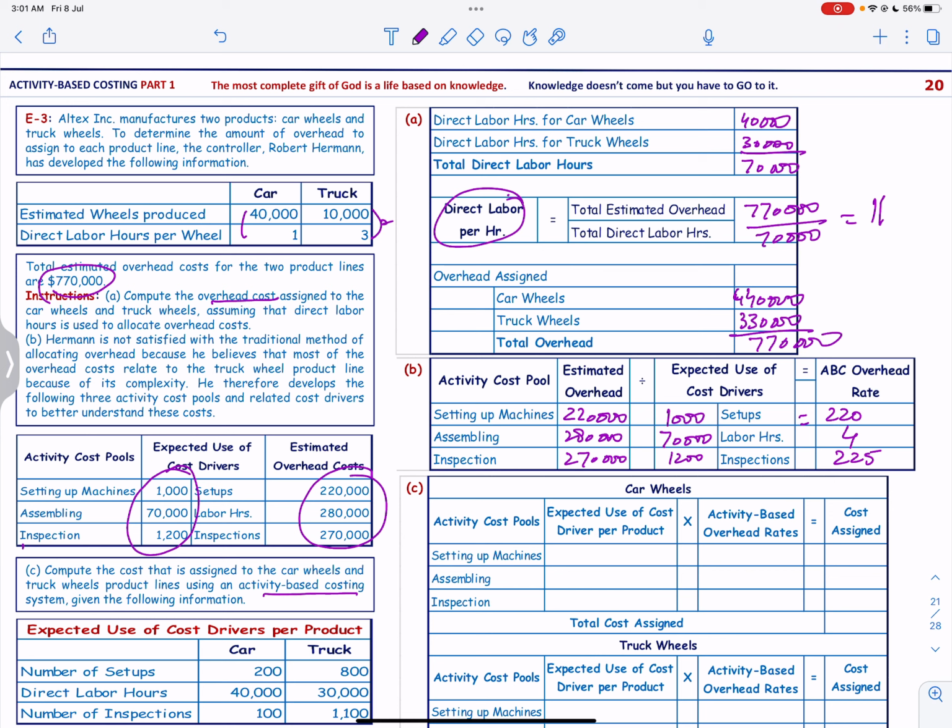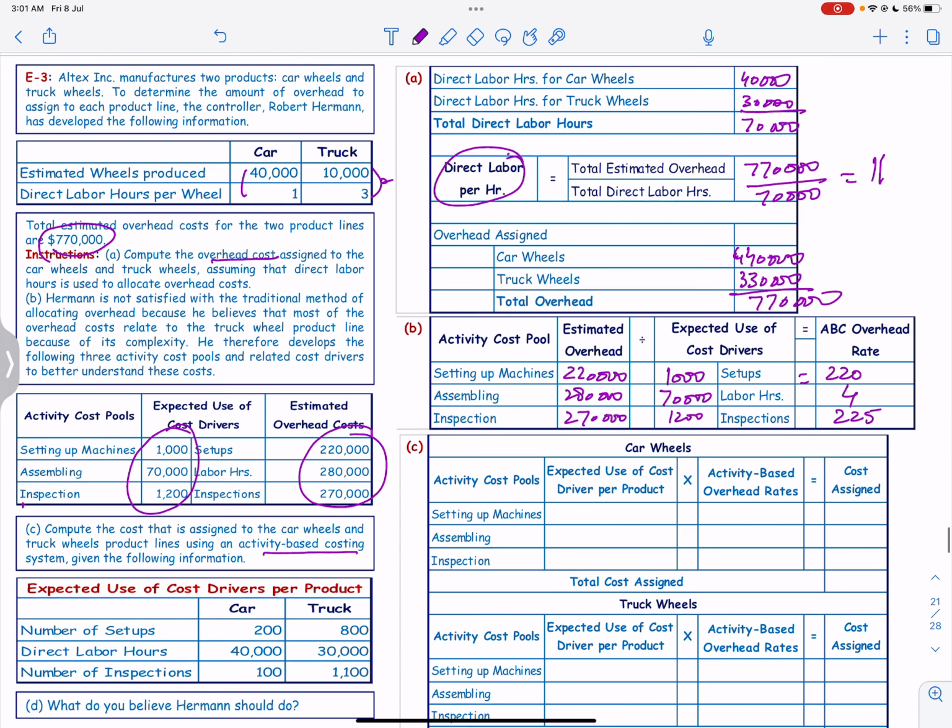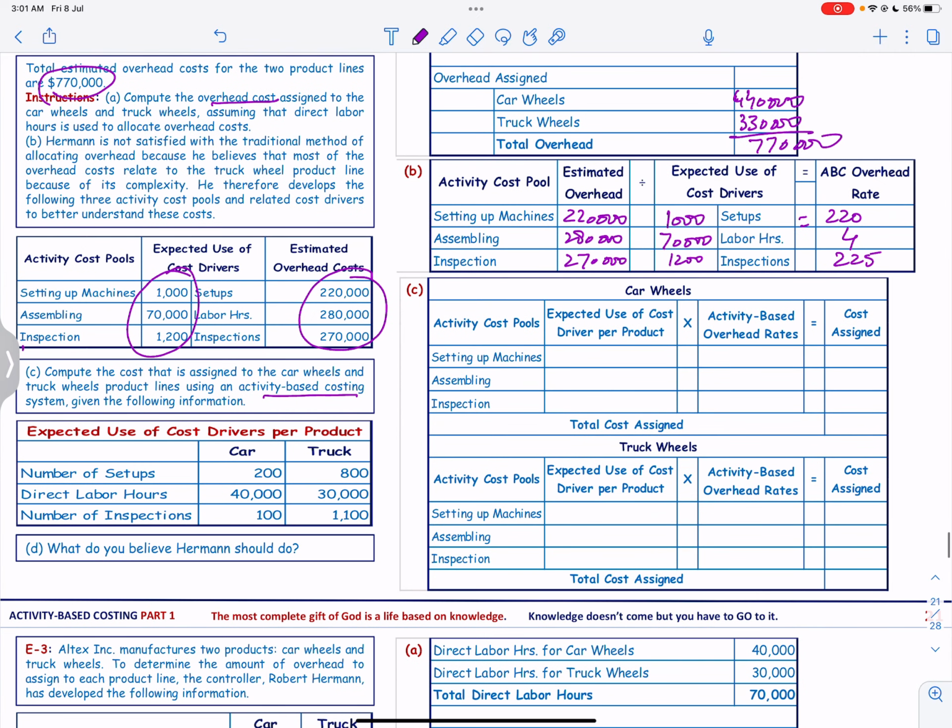Okay, so the activity based overhead rate for setting up machine, assembling, and inspection is 220, 40, and 225 respectively. And we move on to C, where they say compute the cost that is assigned to the car wheels. So we calculate first of all for the car wheels. For the car wheels, we have expected use as 200, 40,000, and 100. We have just now calculated the rate as 220, 40, and 225.